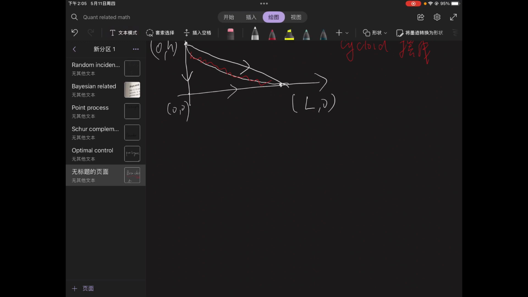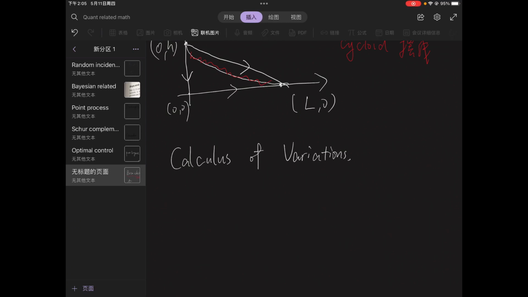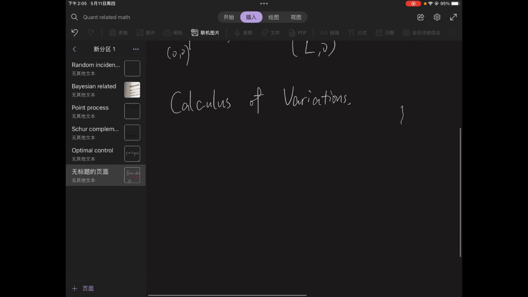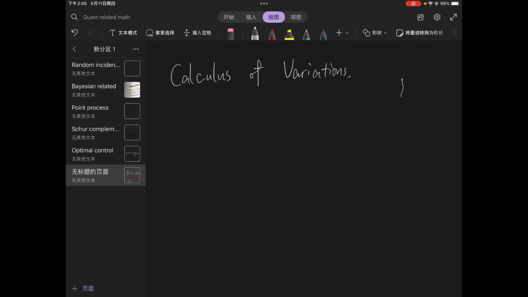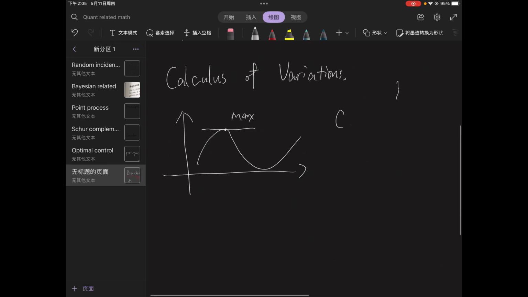And to solve this question that Newton solved in a night, we need to know a technique called the calculus of variations. So what is calculus of variations? It's essentially one step above calculus. Let's take an example. Suppose we have a calculus question like this. I have a function and I want to find the maximum. That's a calculus question. This is calculus.